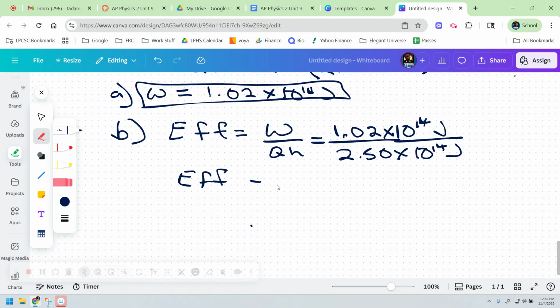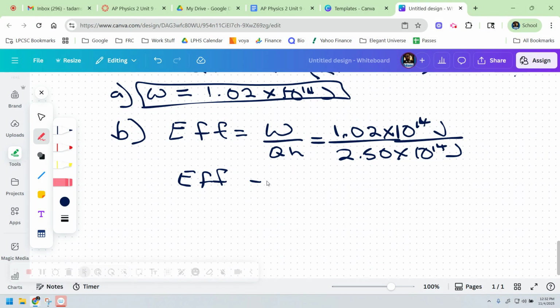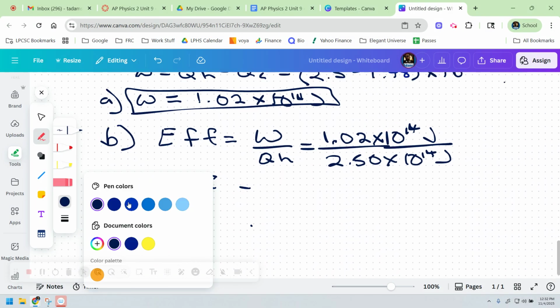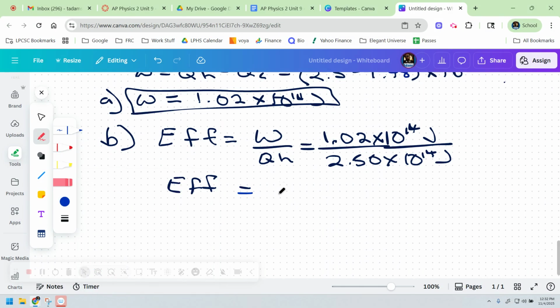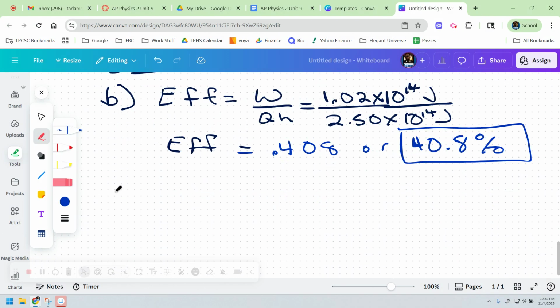So then my overall efficiency as a percentage, it's really 1.2 divided by this, which equates to about 0.408 or 40.8%. Okay, so that's part B. Not the most efficient, huh?